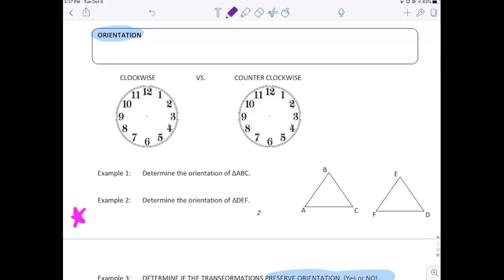This idea of orientation ends up confusing people later, but really it's fairly simple. Orientation is just the arrangement of points around a figure.